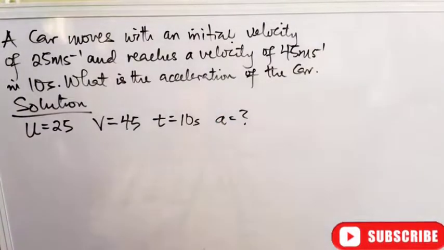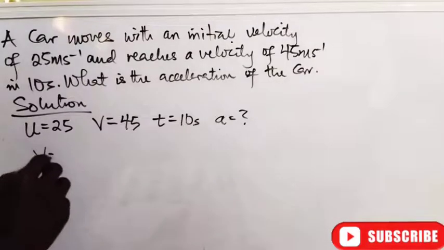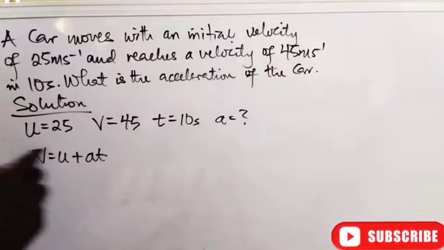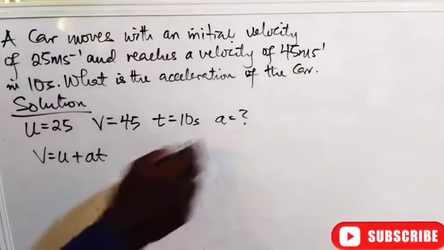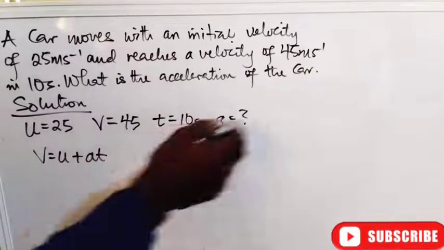All right, with these parameters, we look for the equation that will help in solving this. The right equation for this will be v equals u plus at, and here's the reason. Here we have the final velocity, here we have the initial velocity, here we have the acceleration, and here we have the t. Now, implementing this, we can replace all these parameters with their various values.